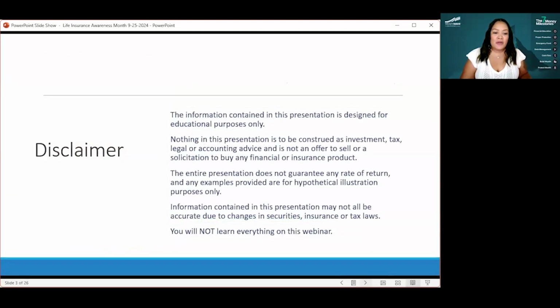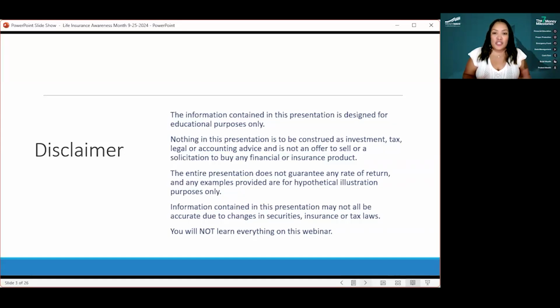So, quick disclaimer: because I'm trying to fit a lot of information about life insurance into 1 hour, you won't learn everything about life insurance, but you will definitely be educated. I hope you walk away much more empowered and ready to evaluate your insurance situation. If I go through examples, they're hypothetical. Please don't take any of this as particular advice, accounting advice, or financial advice. This is strictly designed for educational purposes only.